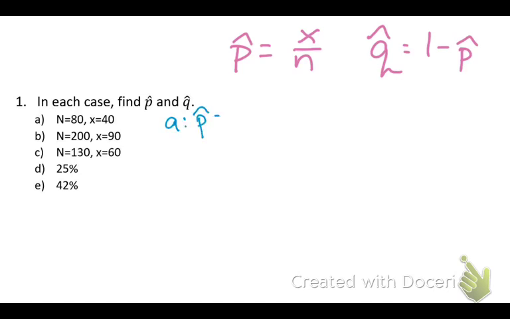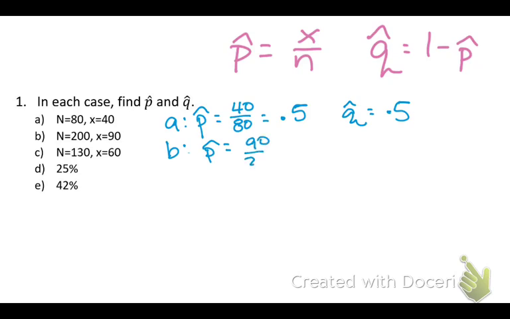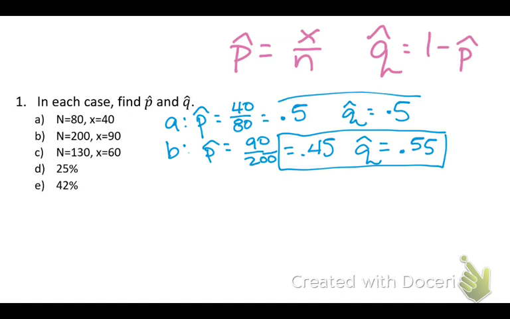So letter A, we have both of the things we really need for this. We have the p hat is going to equal 40 over 80. If we use a calculator, that's going to give us 1/2 or 50%, so 0.5. So then that means that q hat is also going to equal 0.5, because 1 minus 0.5 is 0.5. So that is our answer for letter A. Letter B, same process. Our p hat is going to be 90 over 200. If you type it in the calculator, it's going to give you 0.45. If we subtract that from 1, we should get 0.55 for q. We can even box this in if we want.